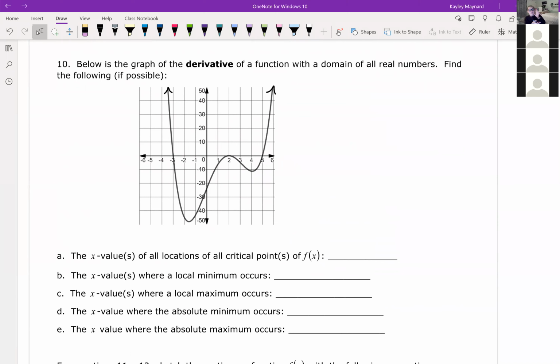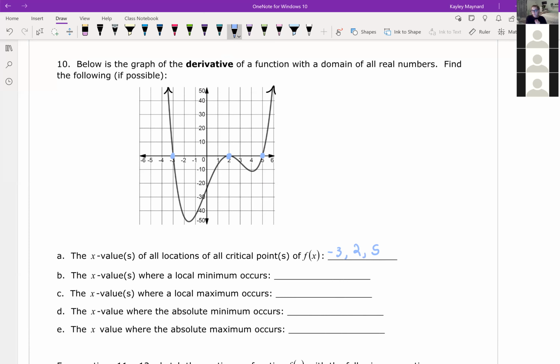Remember on question 9, we said that critical points are where the derivative is 0 or undefined. So we are given the graph of the derivative. Just look at the derivative and find the spots where the output is 0 or undefined. You're just going to see where it crosses the x-axis, because that's where the output would be 0. Okay, the derivative is 0 here, here, and here. Those are my critical points: -3, 2, and 5.